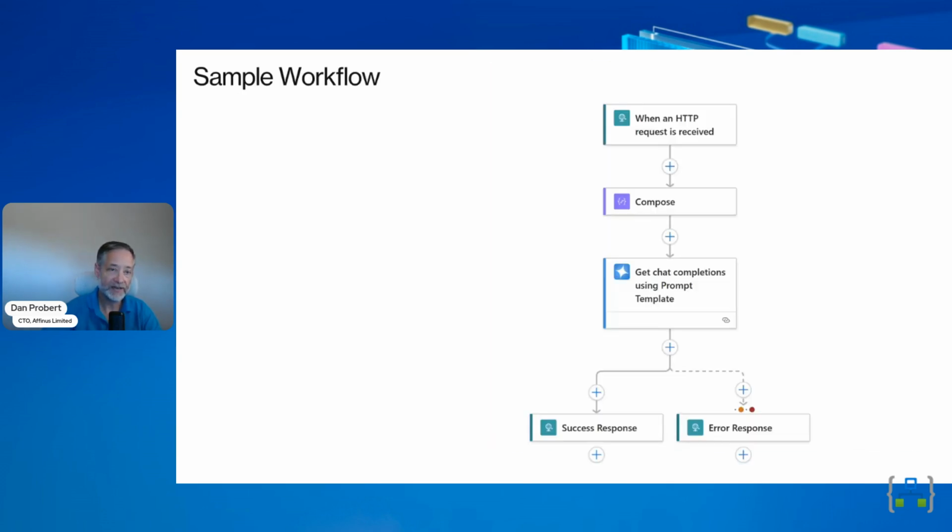So in this example here, I've set up a very simple workflow. It receives an HTTP request. It then uses this chat completion action against the engine I've set up already to execute the prompt, and gives me back a response.